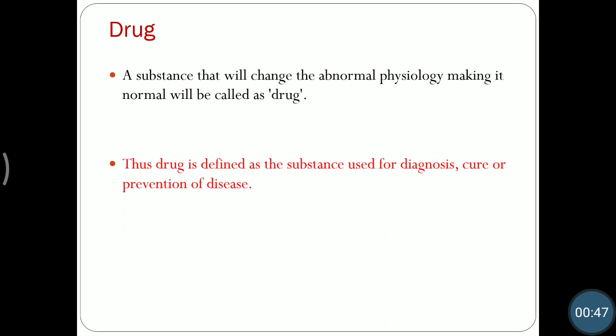In the previous lecture, we learned that a drug is a substance that will change abnormal physiology to normal, and it is used for diagnosis, prevention, or cure of disease. That means a drug is a substance that can change our body functioning. It is intended to change the body functioning.